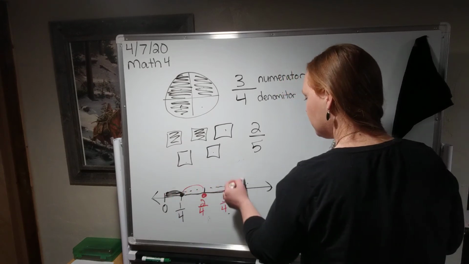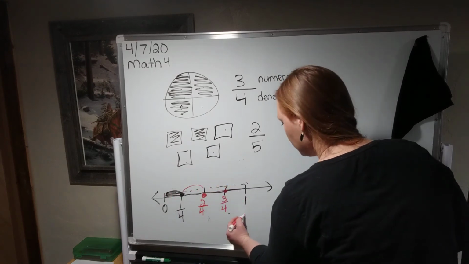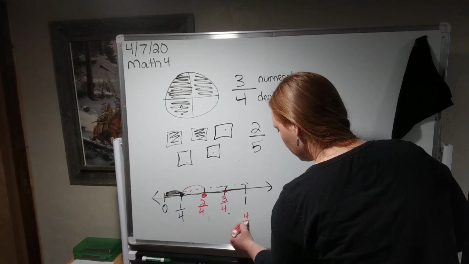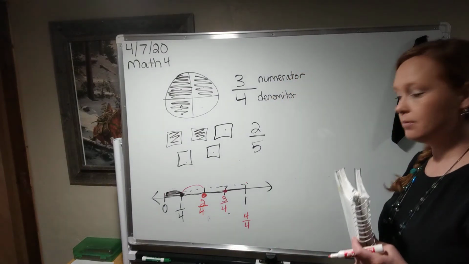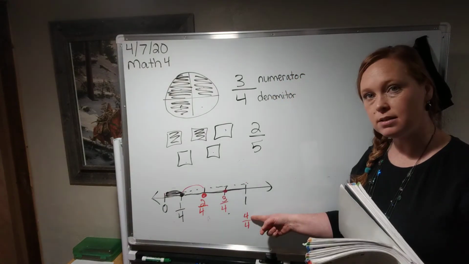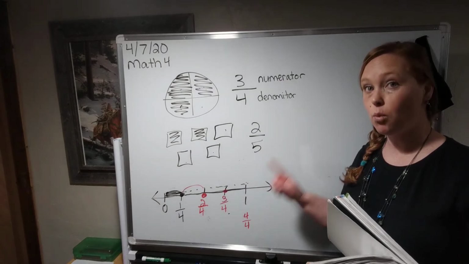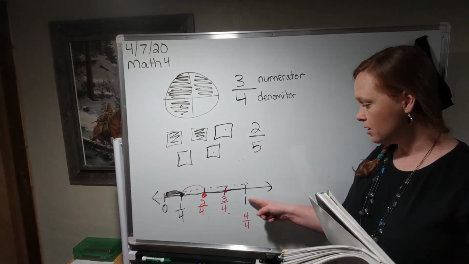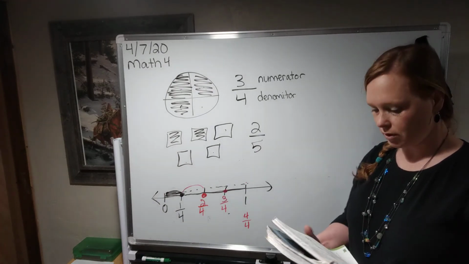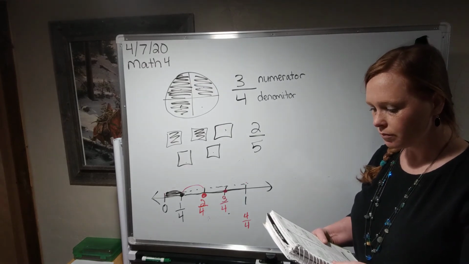1, 2, 3, 4. This one says 1, but it's also 4/4. Okay? If I have all the pieces to the pizza, I have 1 whole pizza, don't I? And so 1 is the same thing as a number over itself. Okay?